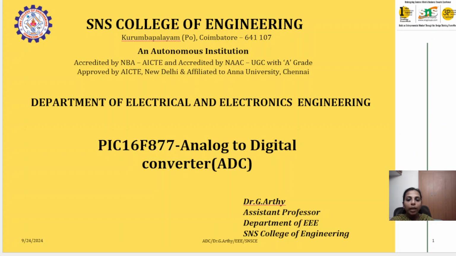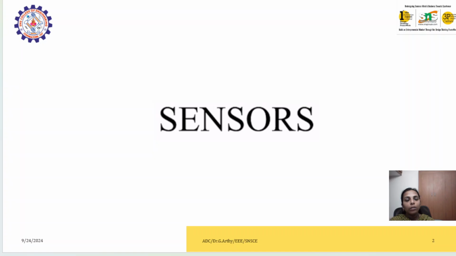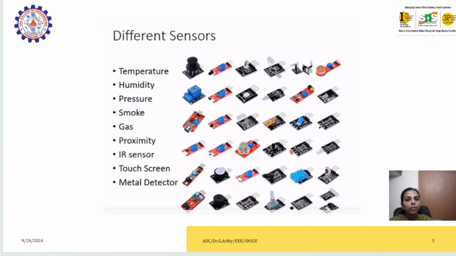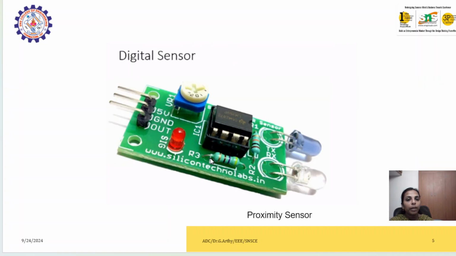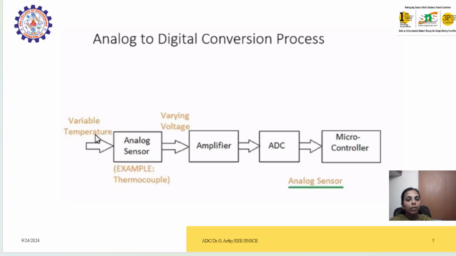Hello everyone. In today's lecture, we are going to discuss analog to digital converters. Before entering into analog to digital converters, let us have a small introduction for this. First, what are sensors? What are the different types of sensors? This is the difference between an analog signal and a digital signal. These are the different sensors available, analog sensors, and this is the analog to digital conversion process.